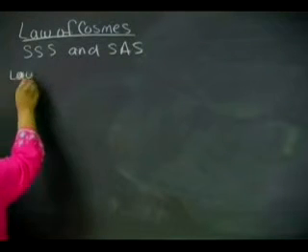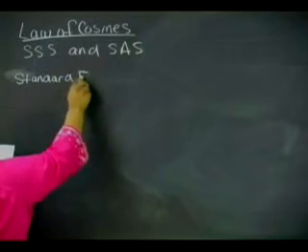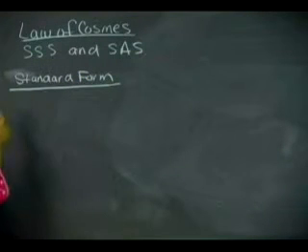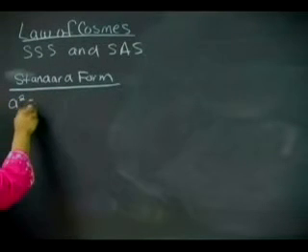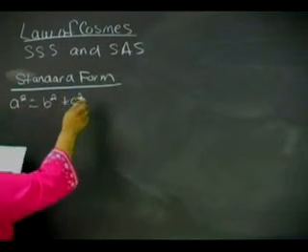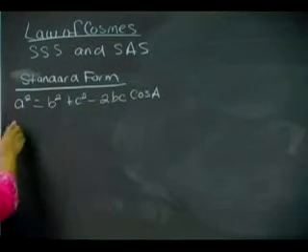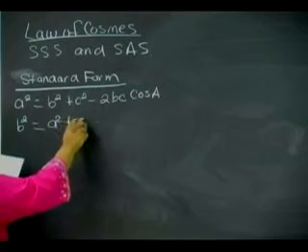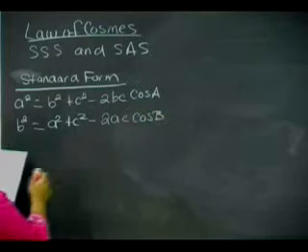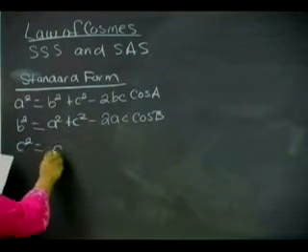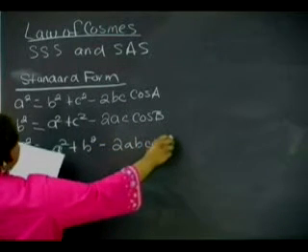The law of cosines has 2 forms. The first is the standard form. And for this, we will use it to solve for a side. Like a squared will be b squared plus c squared minus 2bc cosine A. b squared equals a squared plus c squared minus 2ac cosine B. And c squared equals a squared plus b squared minus 2ab cosine C.